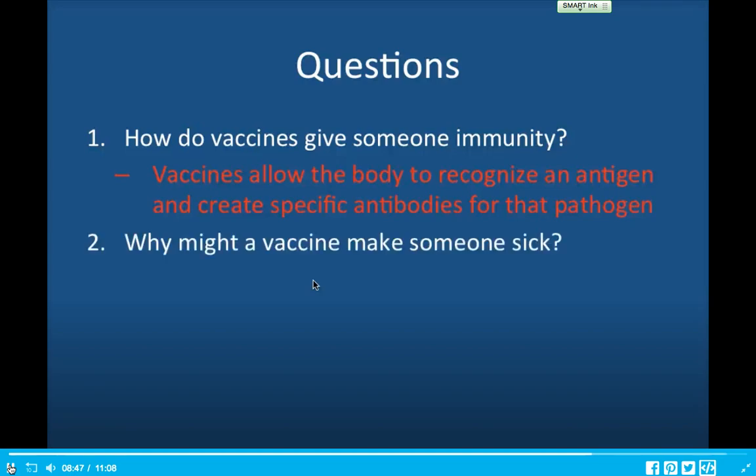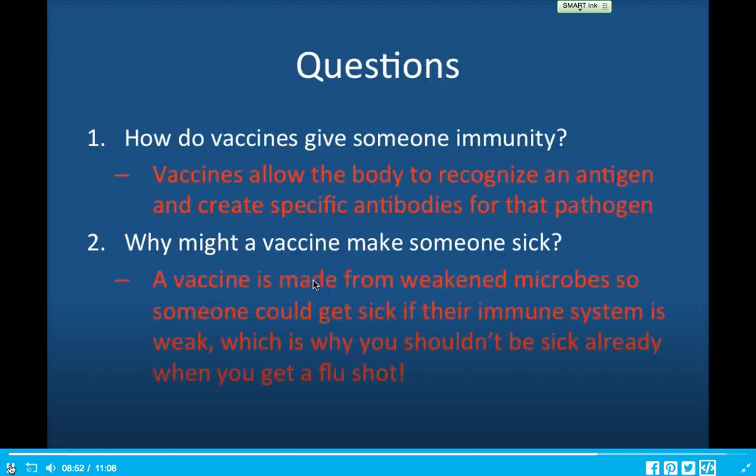Number 2, why might a vaccine make someone sick? Well, remember that a vaccine is made from weakened microbes, so someone could get sick if their immune system's weak. Oftentimes when you go in to get a flu shot, they'll ask if you're healthy, because they want to make sure that the vaccine doesn't actually make you sick if you already have a weakened immune system. Also, be careful with people who already have diseases, maybe someone with HIV, because they have a very weak immune system and they have to make sure the vaccine is not going to make them very sick.